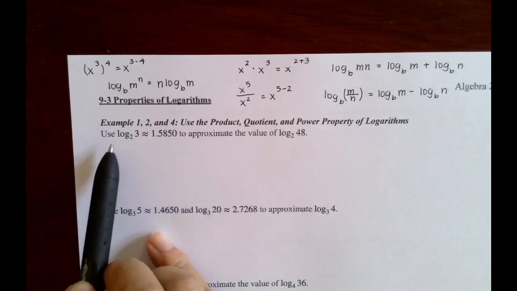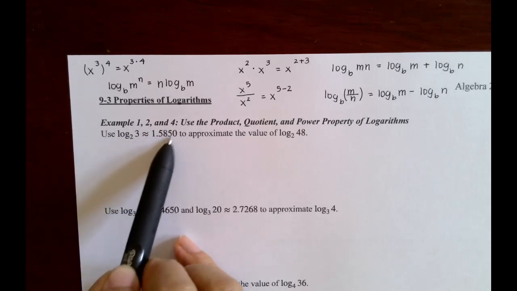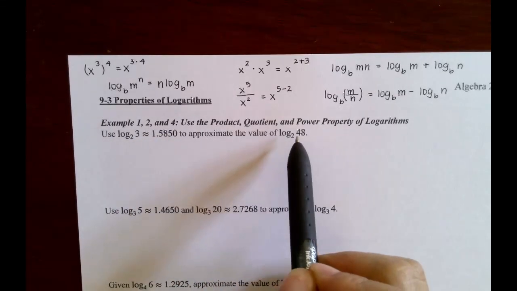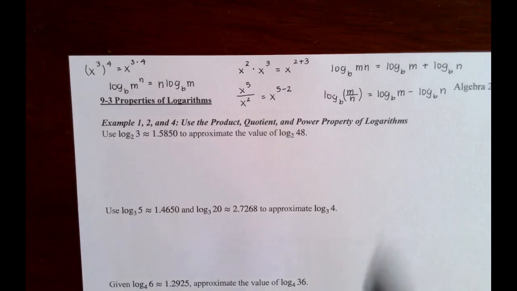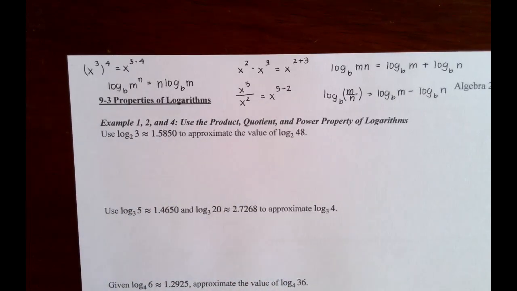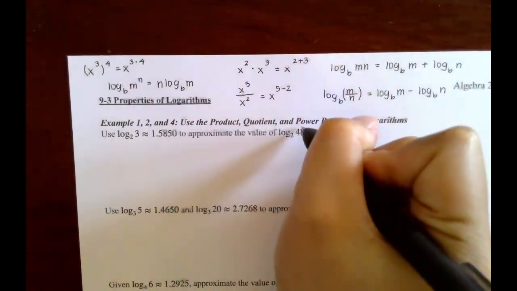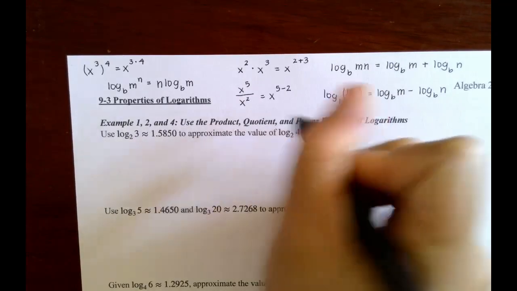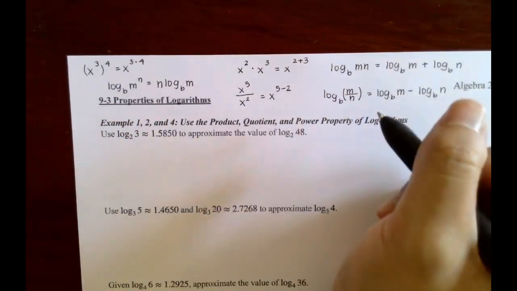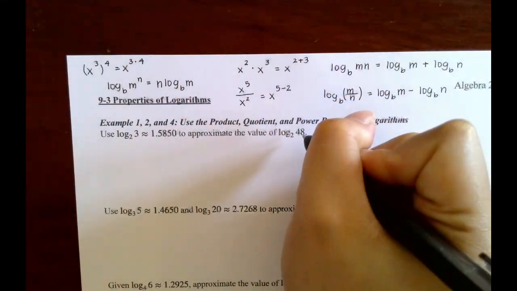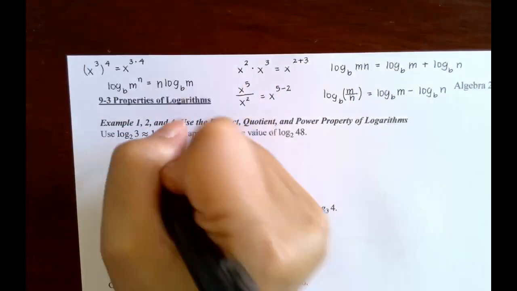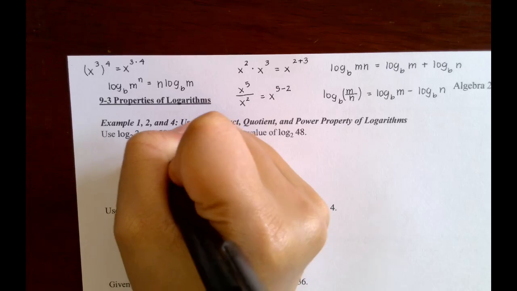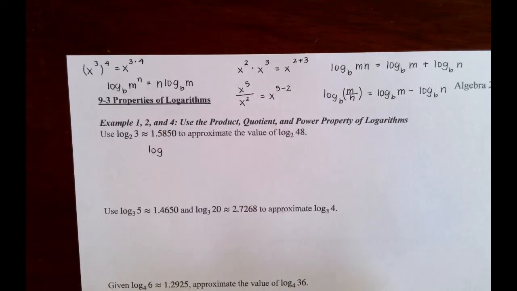So here we're going to use this number that we're given to approximate the value of log base 2 of 48 using my different properties. What I'm going to do is rewrite everything in terms of what I know: log base 2 of something and log base 2 of 3. So 48 is 16 times 3.